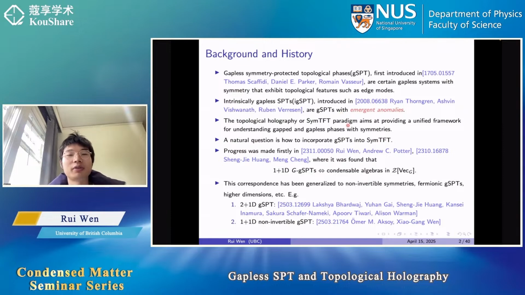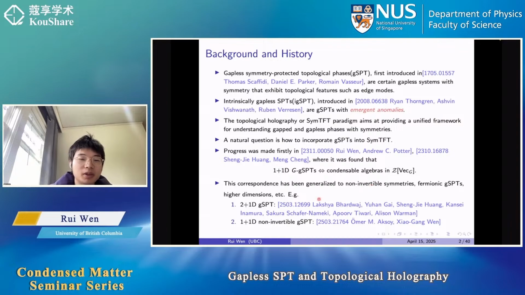The topological holography, or SymTFT or SymTO, paradigm aims at providing a unified framework for understanding gapped and gapless phases with symmetries. So a very natural question is: how do we incorporate gapless SPT into SymTFT? Progress was first made in this work by me and Drew Porter, and also in this work by Sheng-Jie Huang and Meng Cheng, where it was found that 1+1D G-gapless SPTs correspond one-to-one to condensable algebras in the 2+1D G-gauge theory, written here as the vector. This correspondence has been generalized to non-invertible symmetries and fermionic cases in higher dimensions.